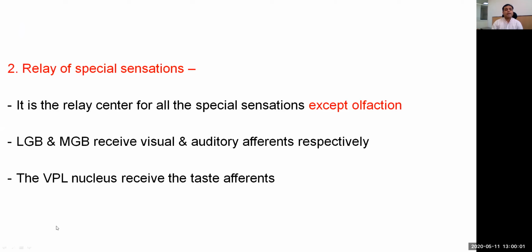Second, it is a relay station for special sensation. It is a relay center for all the special sensation along with the general sensation, except for smell or olfaction. The medial and lateral geniculate bodies receive auditory and visual afferents respectively, and the ventro-posterolateral nucleus receives the taste afferent.